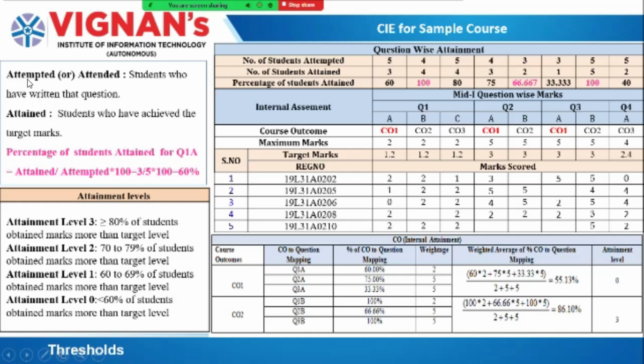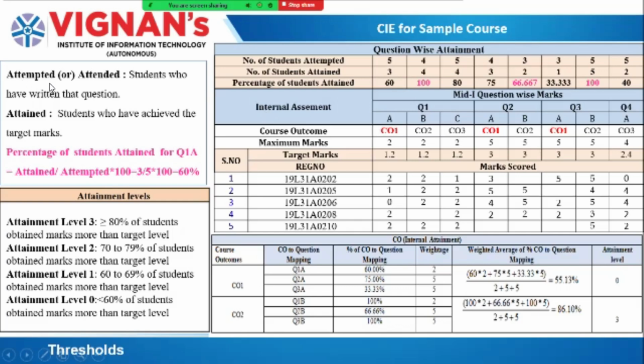After that, you have to find the percentage of that particular CO or particular question. Percentage of students attained is attained by attempted. You have to count the attempted. Total number of students is 5, but here attempted students is 3. So you have to consider only attempted students.